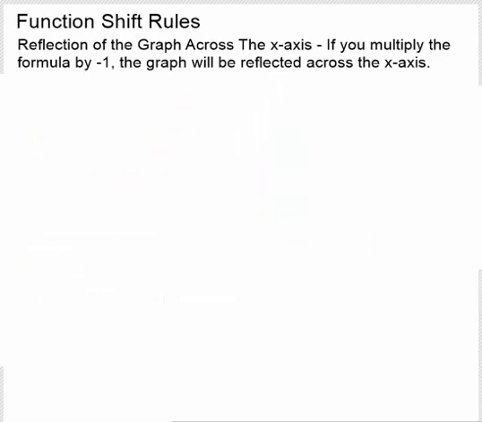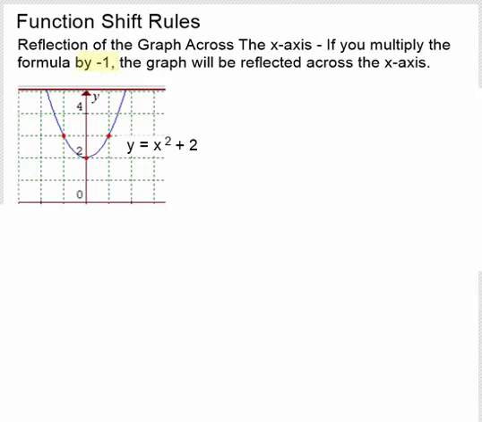Now here's another rule that's used quite a bit. If you multiply the formula by -1, the graph will be reflected across the x-axis. And here's an example. Here we have the graph of y equal x squared plus 2. It's a parabola that's been shifted up 2 units, having points at (0, 2), (1, 3), and (-1, 3).